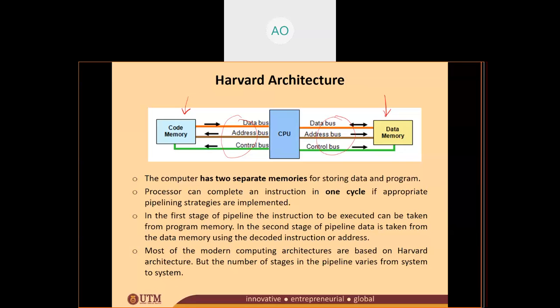Okay, that means you can do multitasking in the Harvard architecture. Of course, you need to use the pipelining strategy in order to complete an instruction in one cycle only. Most of the modern computer architectures are based on the Harvard architecture, but the number of stages in the pipeline varies from system to system. So this is the difference between Harvard architecture and von Neumann architecture.